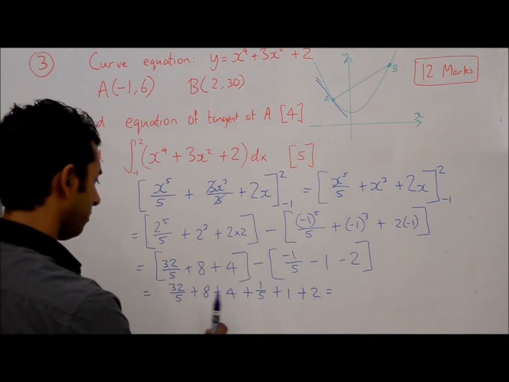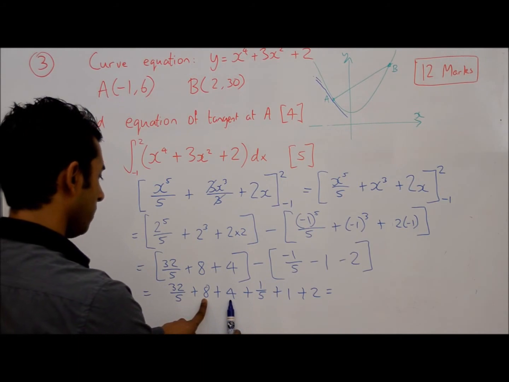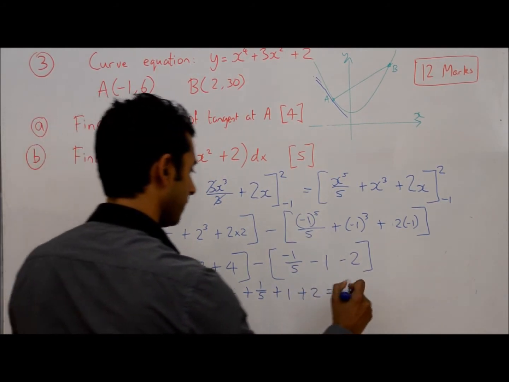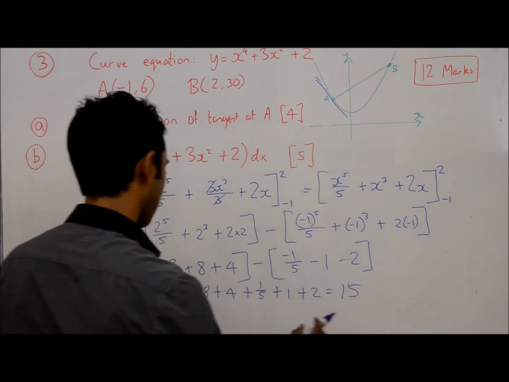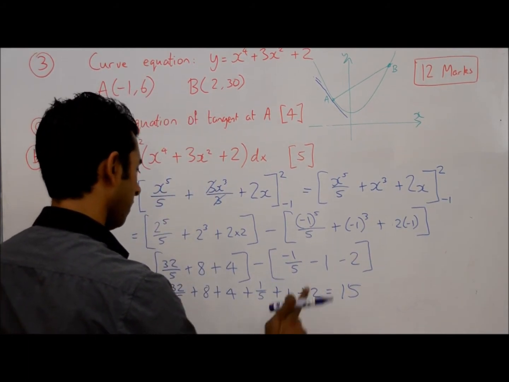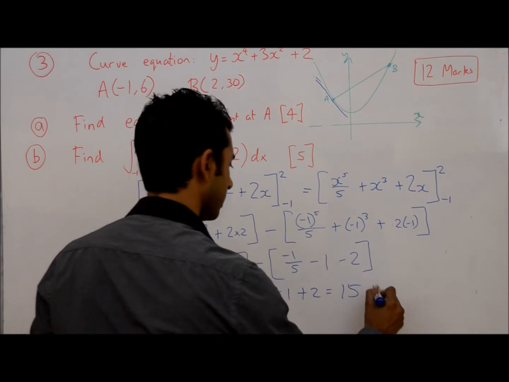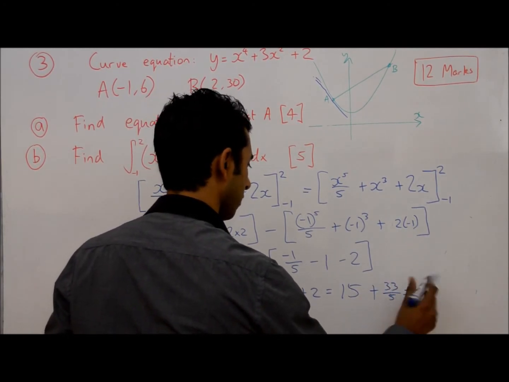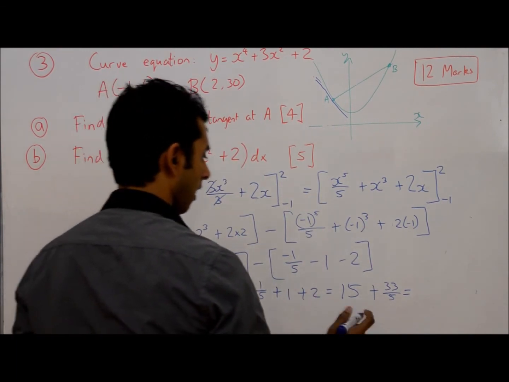So let's tidy up the numbers first. So 8 add 4 is 12, add 1 is 13, add 2 is 15. And we've got 32 over 5 plus 1 over 5, which is 33 over 5. So 33 over 5 and 15.